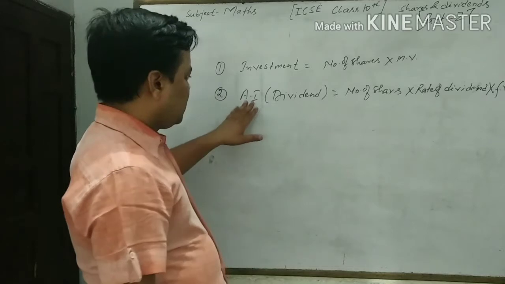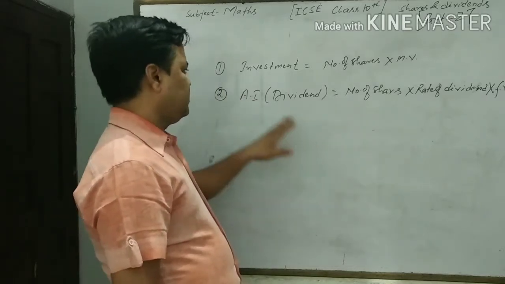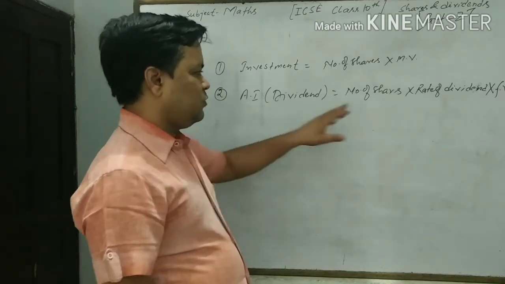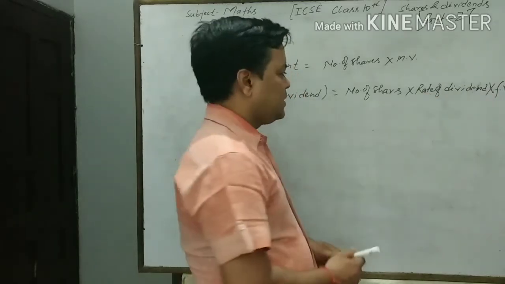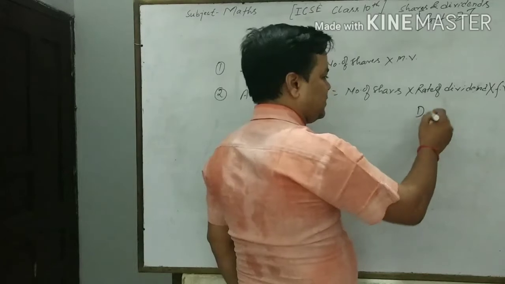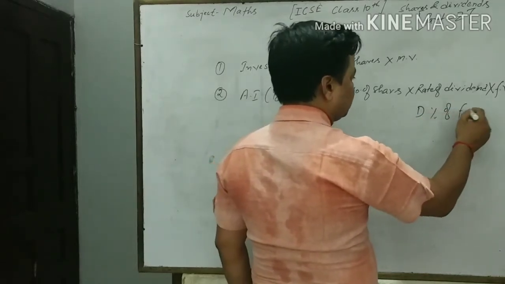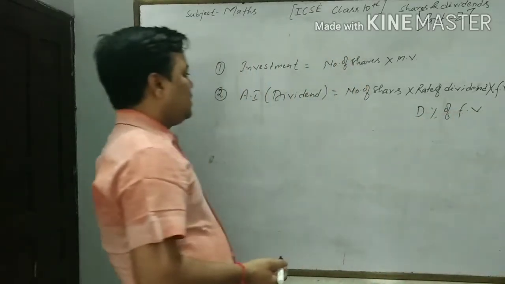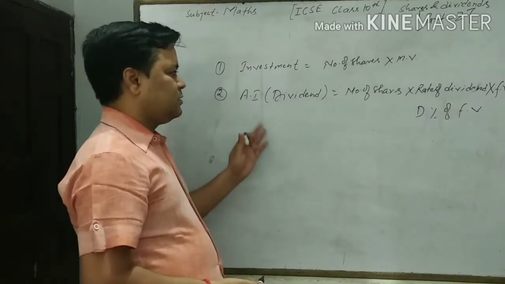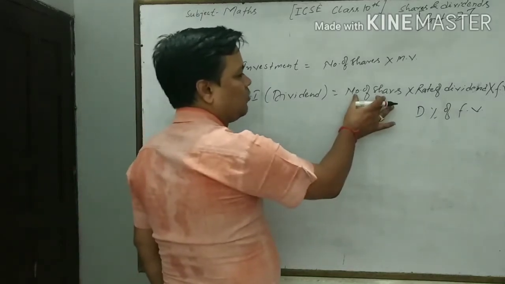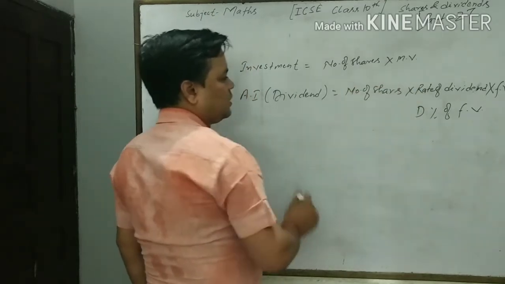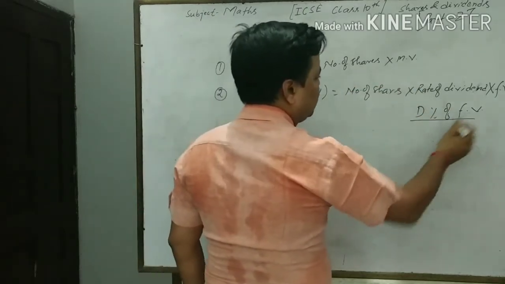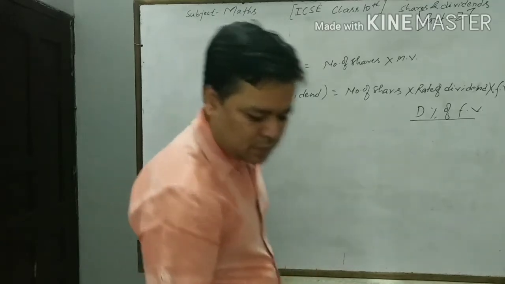Remember, in the last quotation, when we found the annual income, it was only rate of dividend into face value. I just wrote at that place dividend percent of face value. You know why? Because in that quotation, the number of shares was only 1. Therefore, if the number of shares is only 1, then we can write only this formula, dividend percent of face value. Otherwise, no.